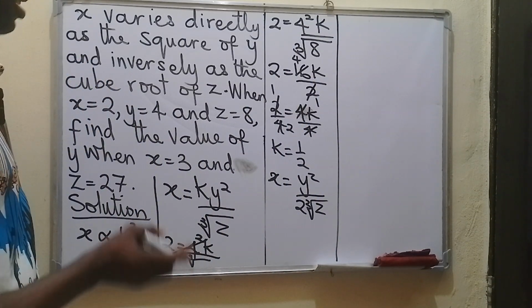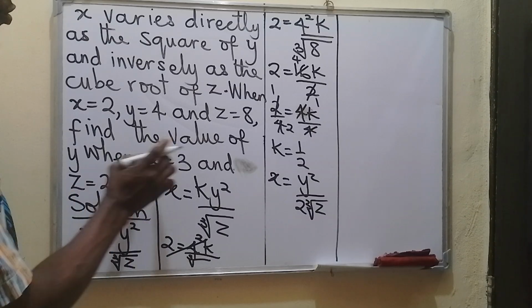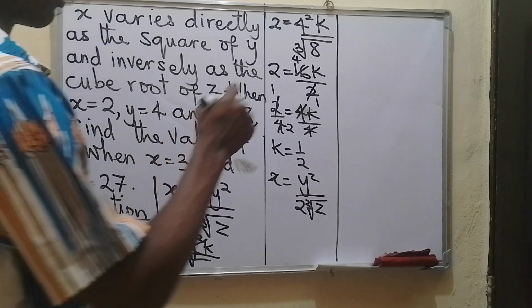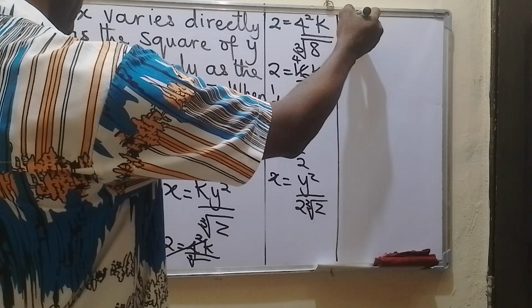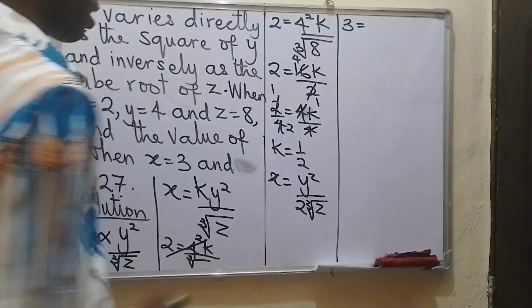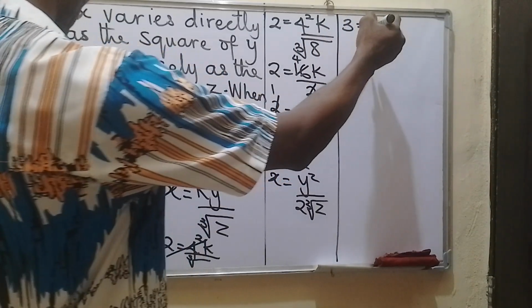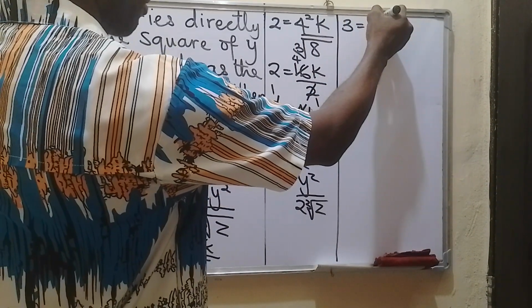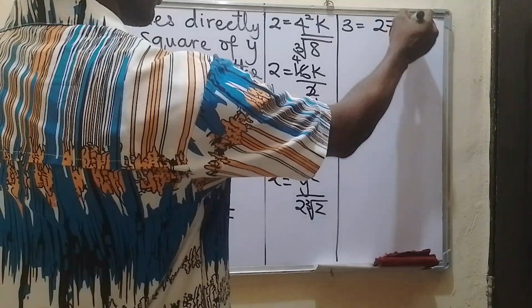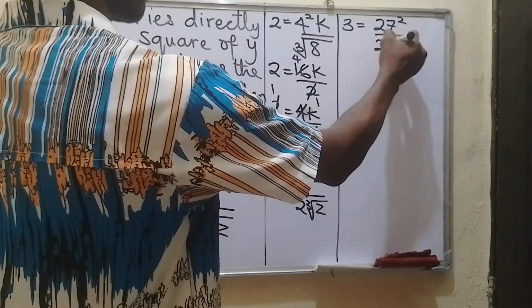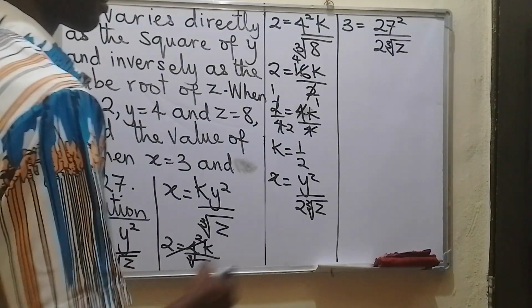How do we always find it? Just input these values we have into the equation. So our x here will give us 3. They tell us x is 3 here. Then y squared is y squared, all over 2 times the cube root of z.